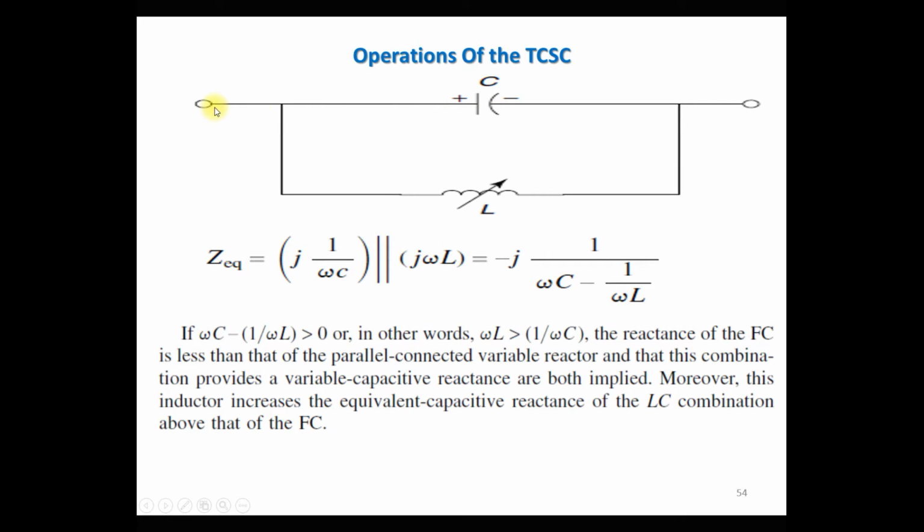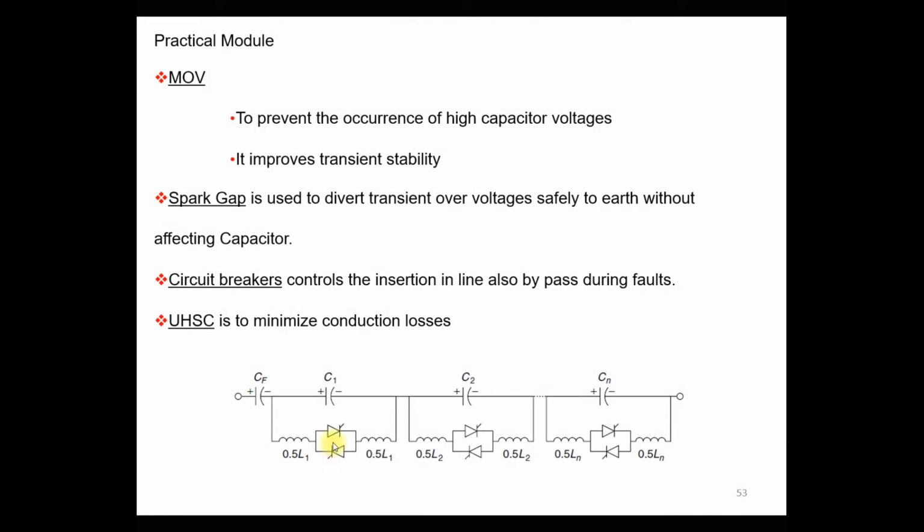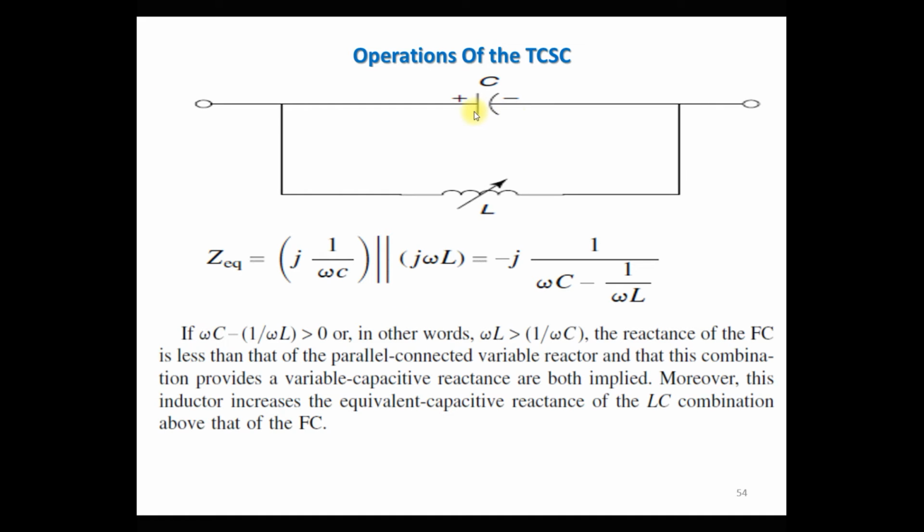So you can see that actually the TCSC works as a fixed capacitor connected in parallel with the variable inductors. This variable inductor represents the thyristor controlled reactor, because by changing the firing angle control of this thyristor you can vary the inductor value. So ultimately your inductor works as a variable inductor, in parallel with which we connect the fixed capacitor. So the electrical equivalent circuit of TCSC is just like a fixed capacitor in parallel with the variable inductor.